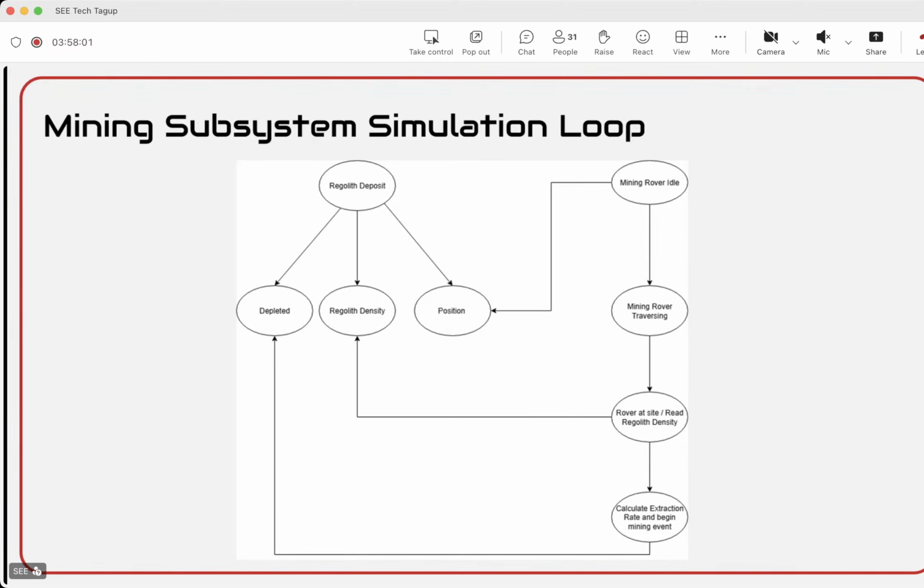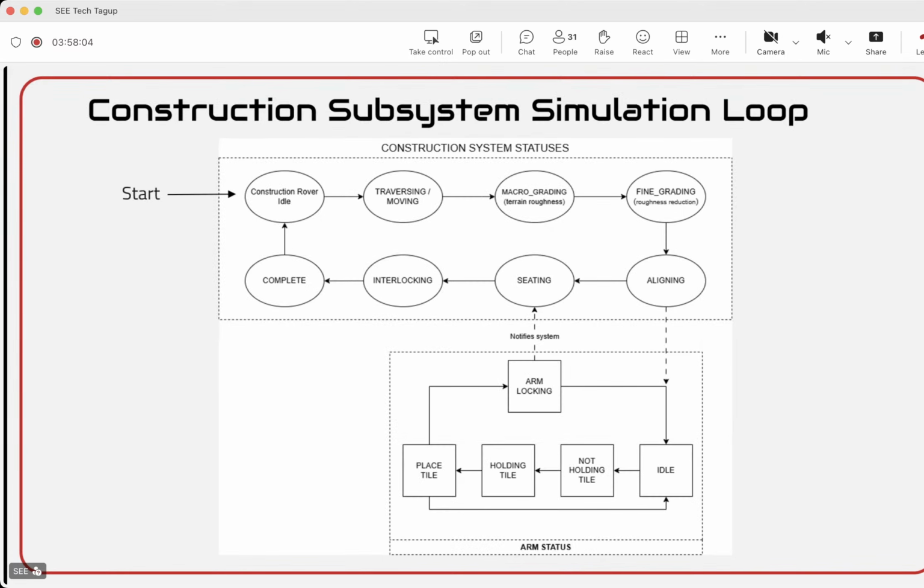Next slide, please. The last subsystem we made is the construction subsystem. Our rover initializes idle, it's going to traverse, and it's going to begin its terrain smoothing process. We have two states for this, macro grading and fine grading. Once the coefficient goes below a threshold, you're going to begin the alignment state, which is going to trigger our other federate, the tile manager, which starts in the idle state.